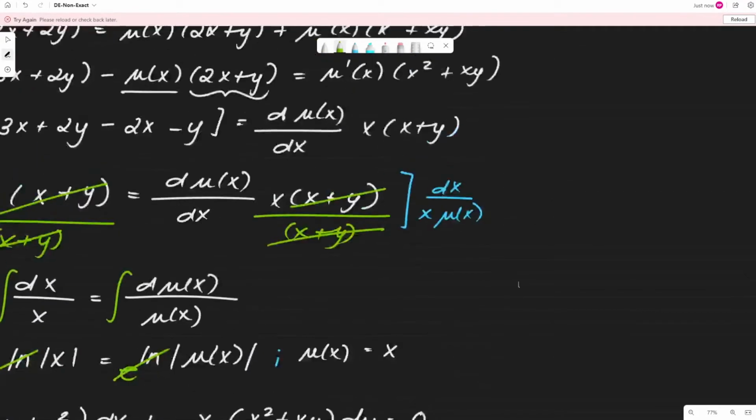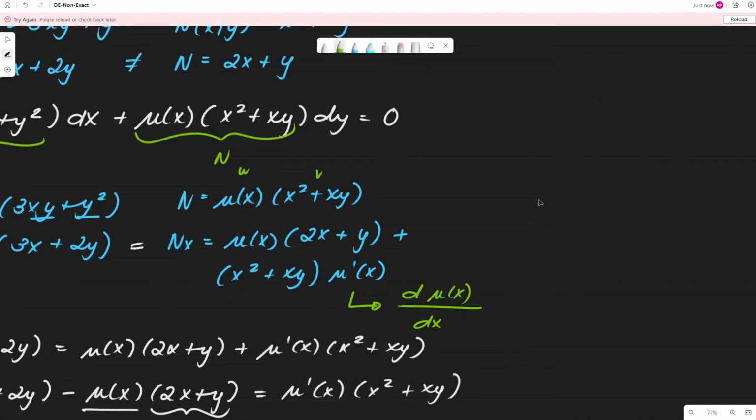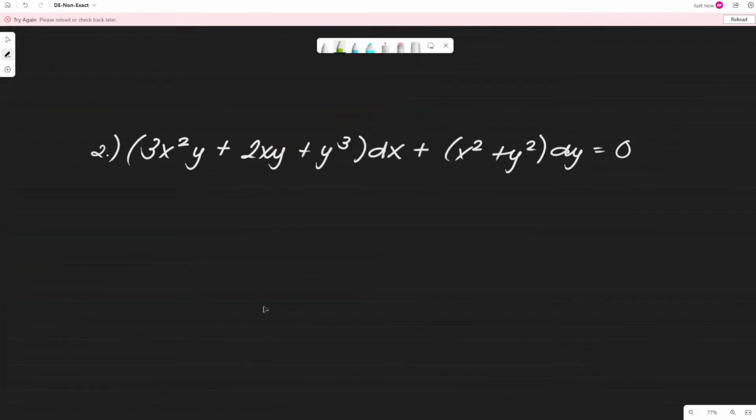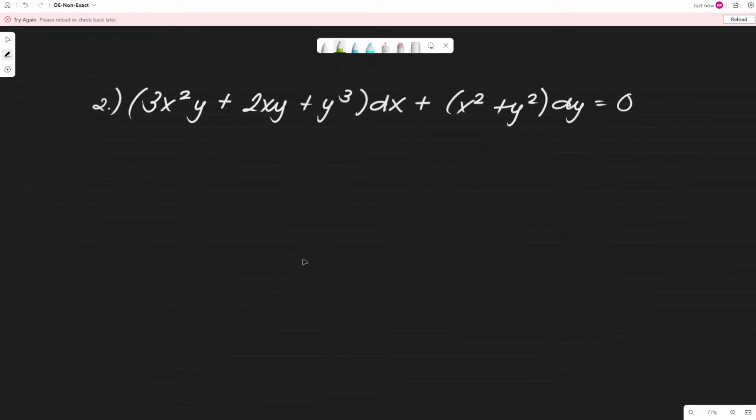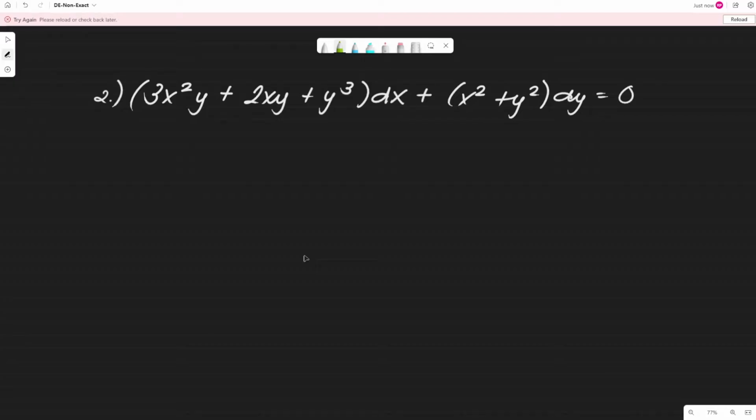So we'll have number 2. Here we have the differential equation (3x squared y plus 2xy plus y cubed) dx plus (x squared plus y squared) dy is equal to 0. It is already in the form of exact or non-exact. Obviously this is not exact, so there is no need, you can check it yourselves whether it is exact or not. Basta, this is not exact.